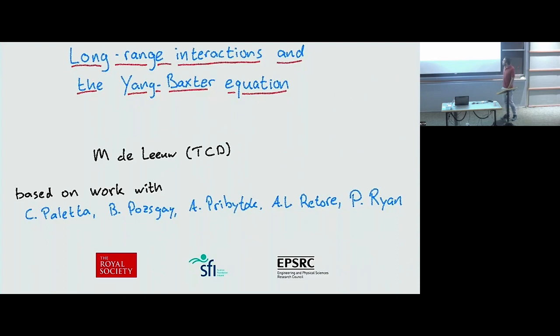So I'll be talking about work I've been doing in the last few years with my group in Trinity College, which are my students Chiara Paletta and Anton Pribetok, and Paul, well, he's not a student anymore, who is here in the audience, and with Boris Poska and Anna Rotoro, who will be in the program in a few weeks. And the central question that we were looking at, which is pretty central to this program, is: what are the solutions of the Yang-Baxter equation, and can we classify them and derive them? Basically, how do we find integrable models?